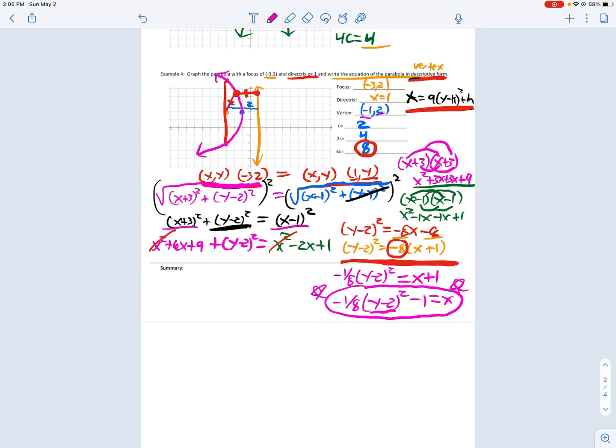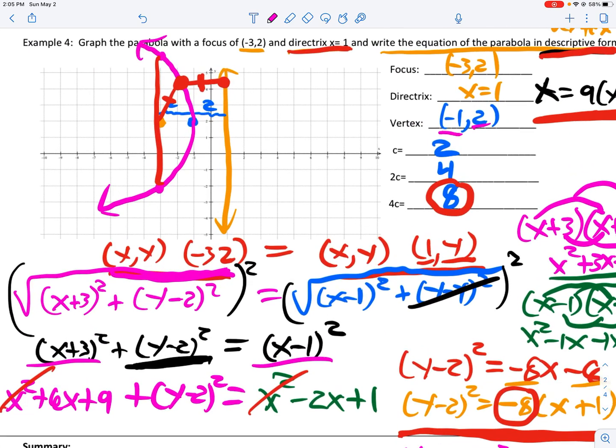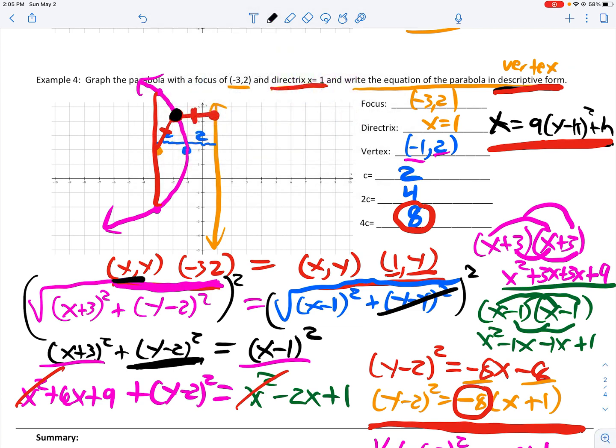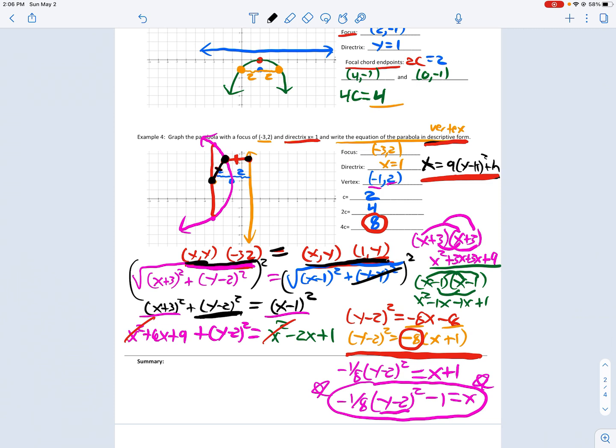So again, I use the distance formula. I just picked a random point, called it xy. And I'm showing that distance between that point and the focus, so that's here on the left side of the equal sign. And the distance from that same random point to a point on the directrix, which is the right side of the equal sign, I showed that those distances were equal. By doing that, I derived the equation of my parabola. Again, a lot of algebra. We'll continue to do this to get better at it because it is definitely a very challenging algebraic problem.